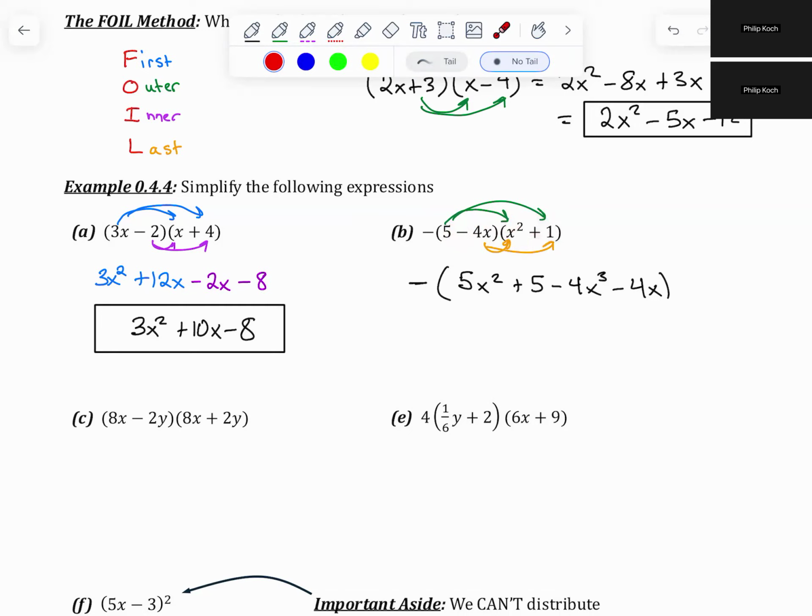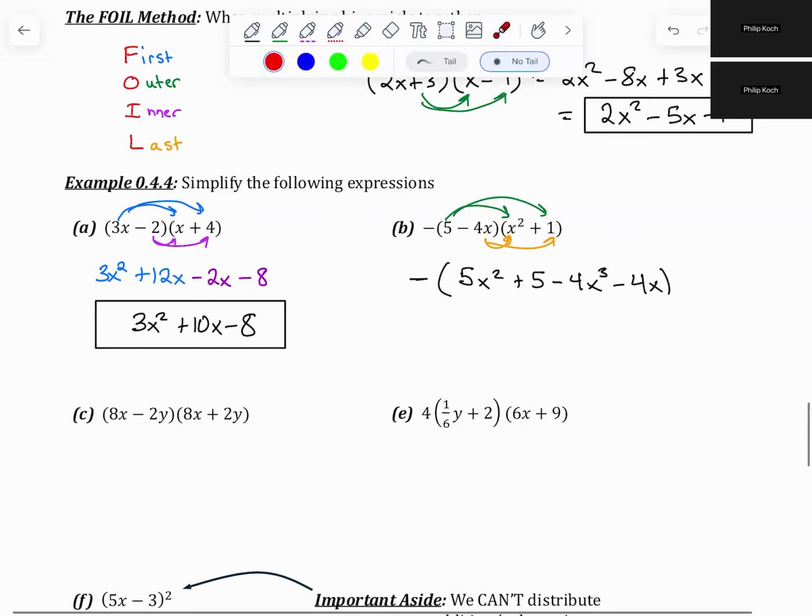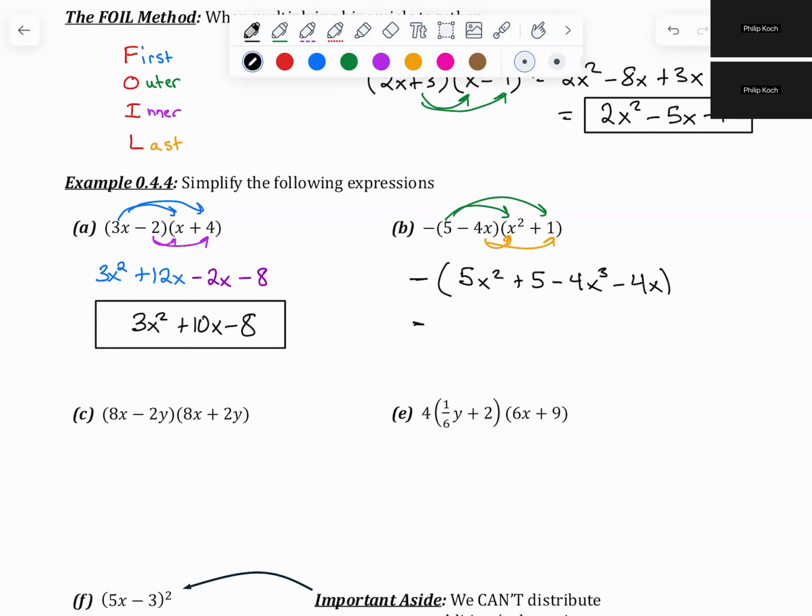And so when we look at the foiling process, when we've written it out, there's no like terms. None of the things can be combined because they're all to different powers of x. And typically speaking, we like to see our polynomials in descending order, or ascending for very, very niche situations. But for the most part, descending order. So that 4x cubed should come first, then the 5x squared, then the minus 4x, then the 5. But let's rearrange it first and then distribute that negative sign, and it's going to be negative 4x cubed plus 5x squared minus 4x plus 5.